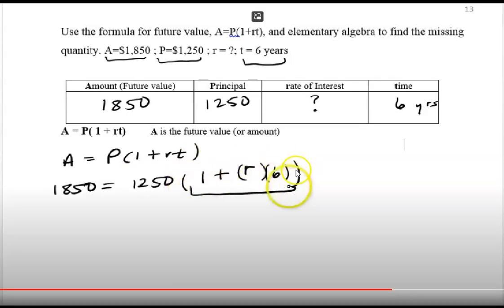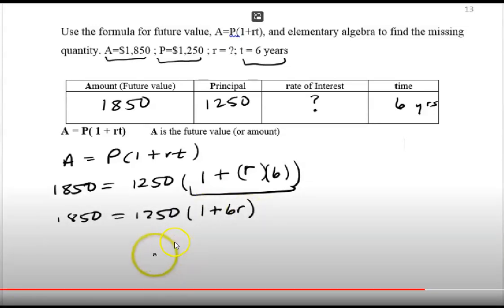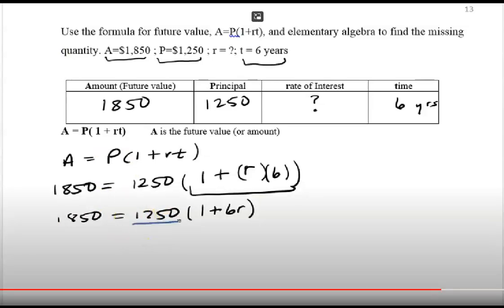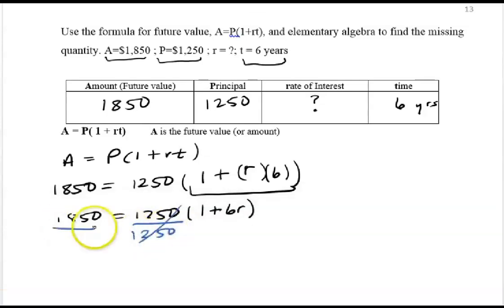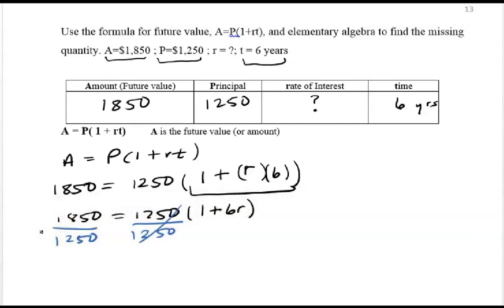Now those parentheses are very important, right? So just multiplying what's inside the parentheses here, that's going to give us our 1 plus 6R. Now watch the algebra here. I'm going to divide away the 1250 from both sides. So I'm going to divide 1250 here, which will leave us a 1 behind, and then I'll divide the other side of the equation by 1250 as well. Now watch what happens to our equation.